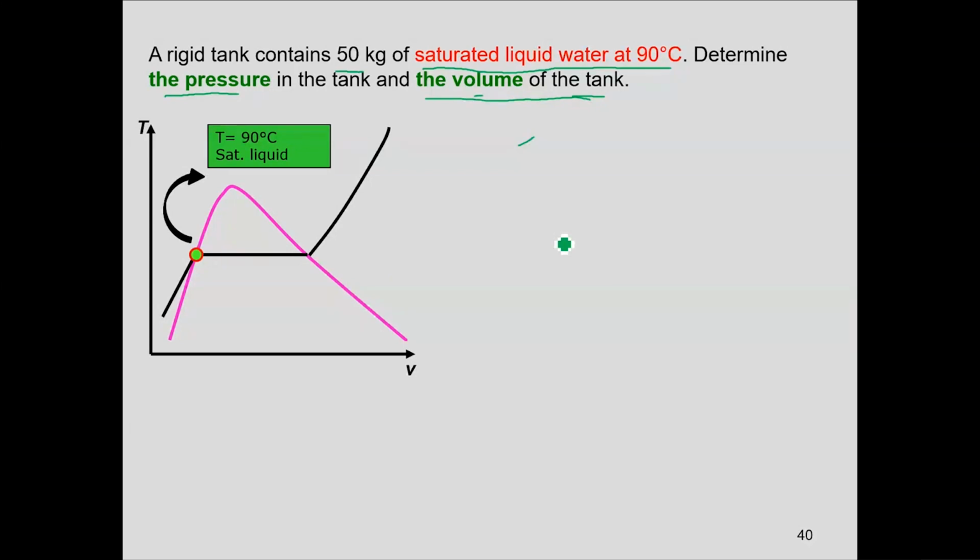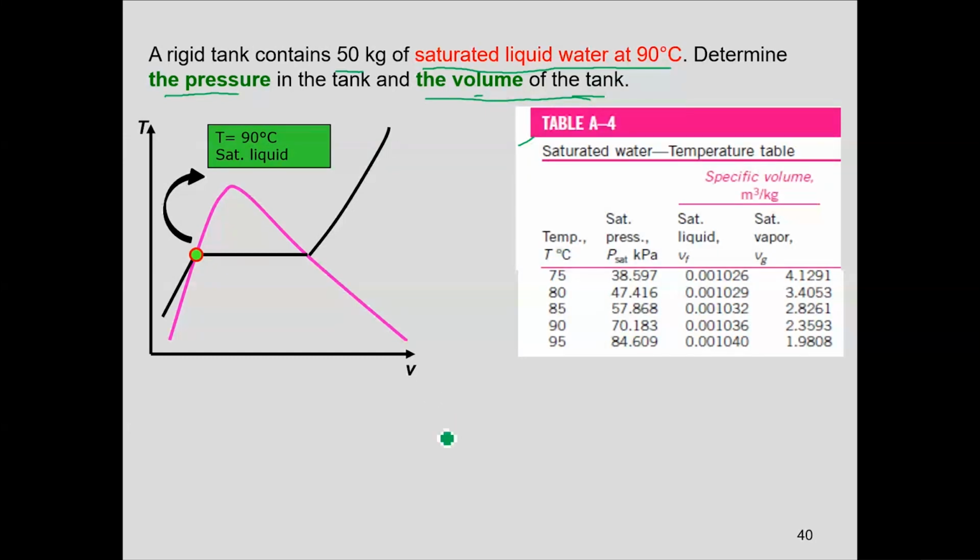Yes, your saturation temperature is also 90 degrees centigrade, but since the data is given in terms of temperature, you will go to table A4 for 90 degrees centigrade. For 90 degrees centigrade, you will read the pressure against it. This would be the saturation pressure or the pressure of this line. This line would have the pressure of 70.183 kilopascal. So your tank would be at this pressure. Clear enough?